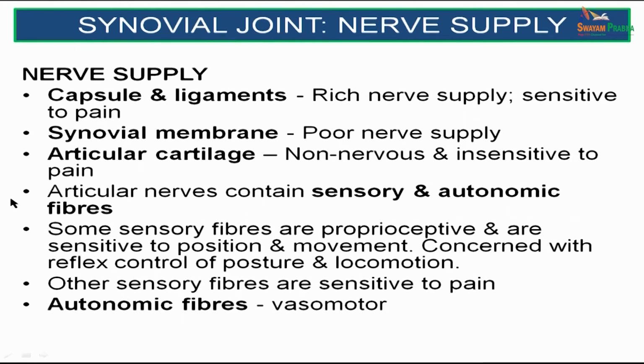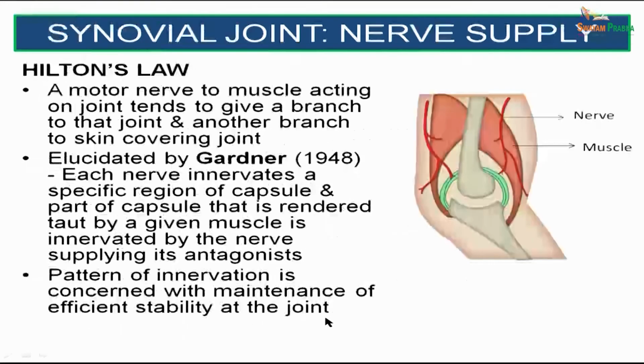Now, the nerves which are called the articular nerves contain sensory fibers and autonomic fibers. The sensory fibers are proprioceptive, that means they are sensitive to the position and the movement of the joints. They are concerned with the reflex control of posture and locomotion. Some sensory fibers are those which are related to pain. The autonomic fibers are vasomotor in nature.